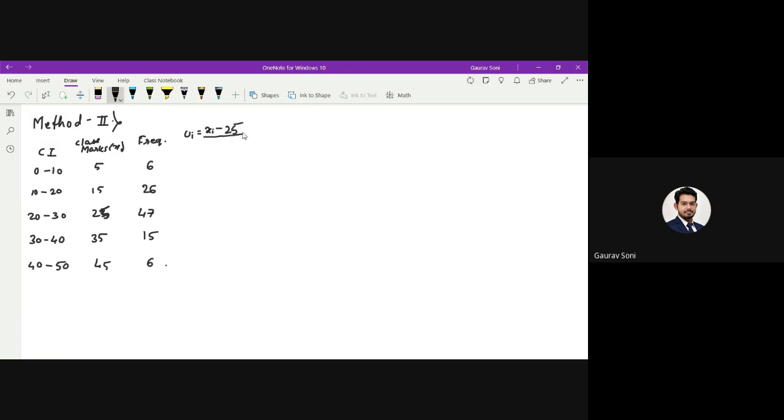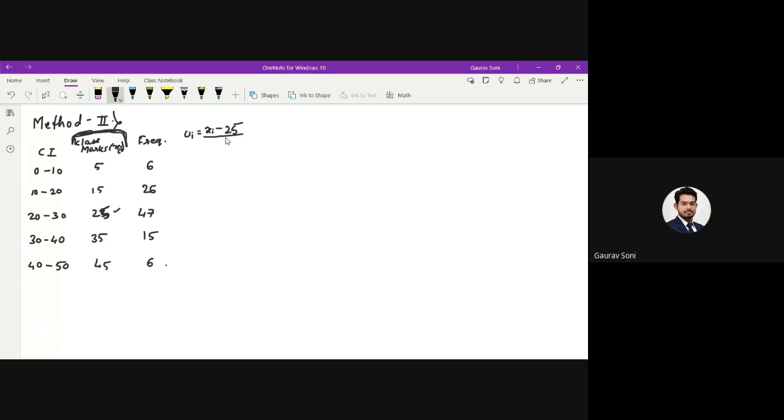divided by. While doing the change of origin and scale, you need to do it for the observation, not for the frequency. Remember that. So middlemost is 25. Now what should I divide by to make the values very much smaller? 5.